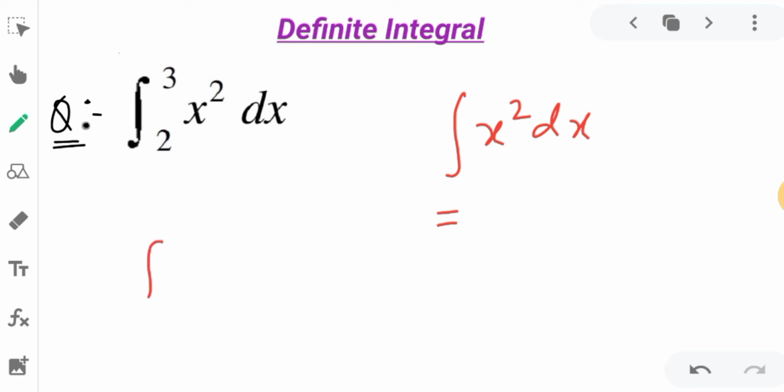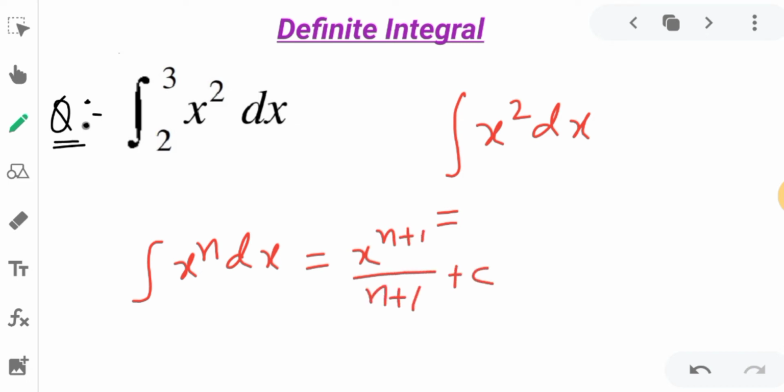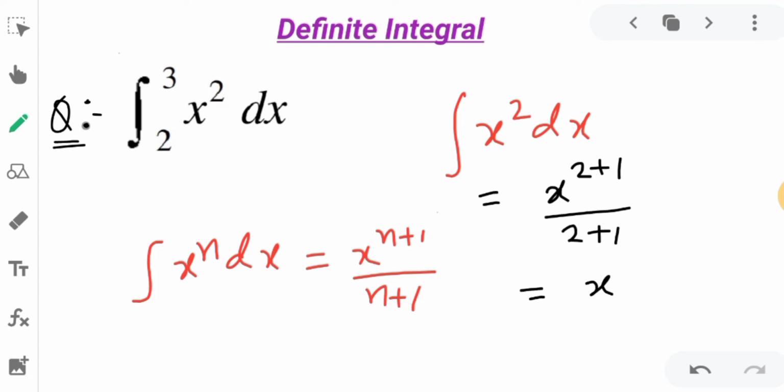We will use the formula: the integral of x to the power n dx is x to the power n plus 1 divided by n plus 1, plus c. So using this formula, for x square dx, the integration result will be x to the power n plus 1, where n is 2, so 2 plus 1 divided by 2 plus 1. You will get x to the power 3 upon 3. The integration result of x square dx will be x cube upon 3.